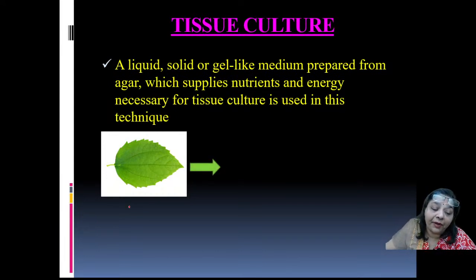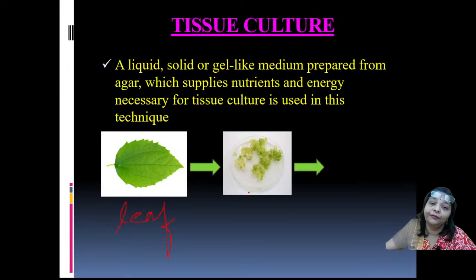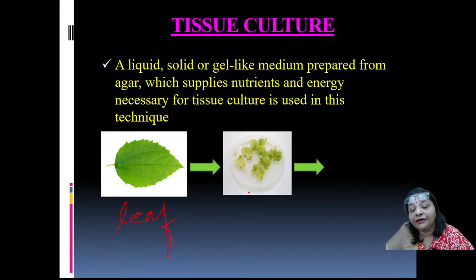Suppose we take a plant part, say this is a leaf. We are going to take a small portion of the tissues from this leaf. We term it an explant. Ex is removal. We are going to remove a small part of that plant part. Now when we take it, the explant is inoculated in a nutrient medium.